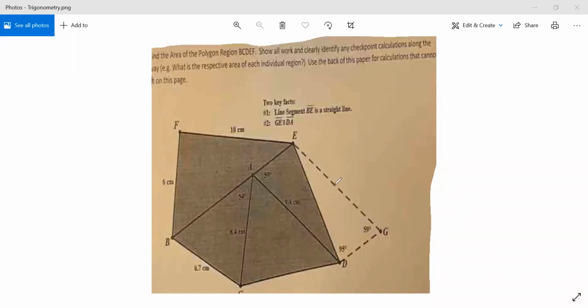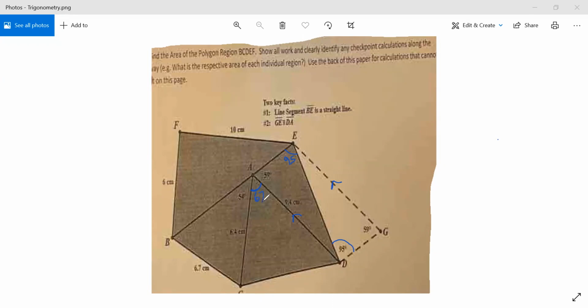Okay, so because GE is parallel to DA, these two are parallel, then this angle and that angle are alternate interior angles. So this is 95. Then I can go ahead and find this angle here as well. So that's 59 plus 54, and that will be 113. So you subtract from 180. Okay, so 180 minus 113. That's 67. This angle is 67.